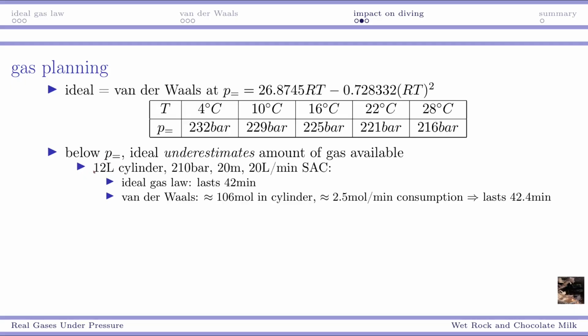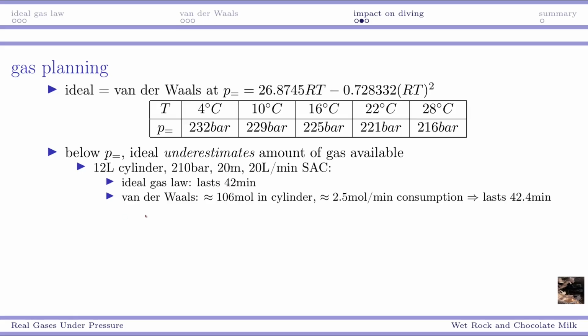Well, if we look at a 12-liter cylinder, we charge it to 210 bar, we're at 20 meters and we're breathing with a SAC rate of 20 liters per minute, then we can do the calculation. 12 liters by 210 bar gives us something in bar liters. The 3 bar times the 20 liters per minute gives us 60 bar liters per minute. So if we divide the 12 times 210 bar liter by the 60 bar liter that we're breathing, we will see with the ideal gas law that this cylinder will last us for 42 minutes until it's fully empty.